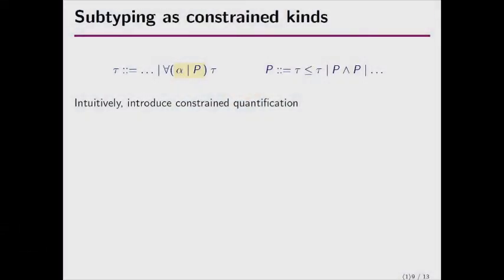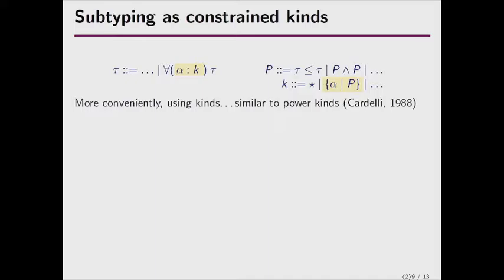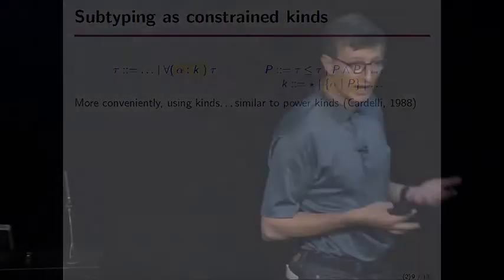So to do so, we just modify bounded quantification, and now we introduce quantification for alpha such that P, where P is a proposition that could be a conjunction of subtyping constraints, so having multiple subtyping constraints. This is the way we'd like to understand it, but technically it's more convenient to treat it as a bounded quantification with kinds. So I want to introduce alpha of the kind K, where K is a form of power kinds that Cardelli introduced in '88. So I will have these kinds that represent the sets of types alpha that satisfy the property P.